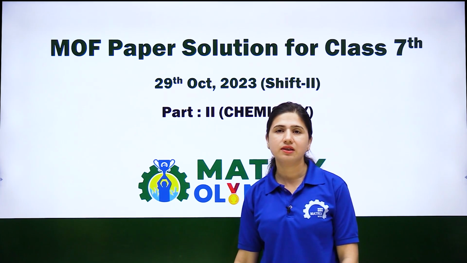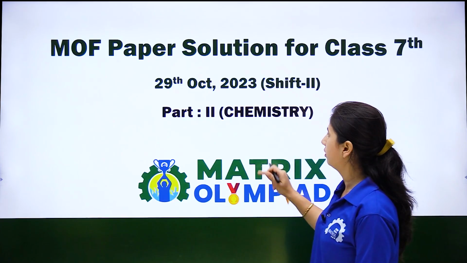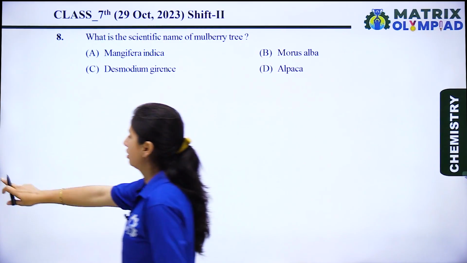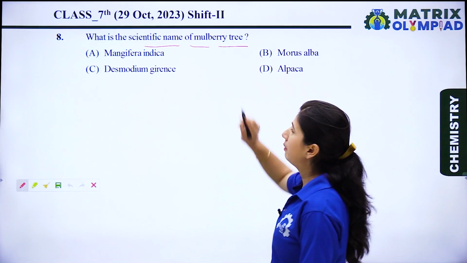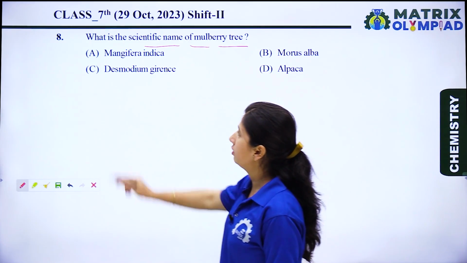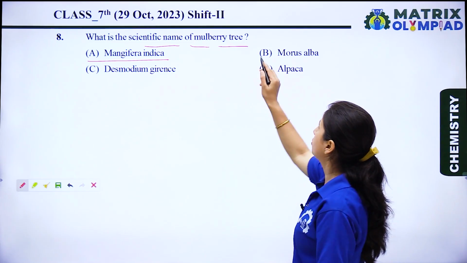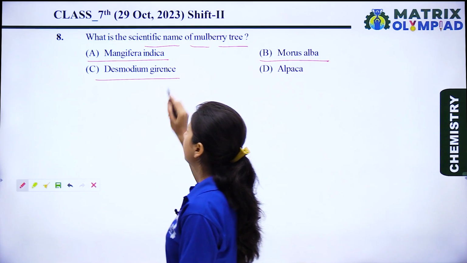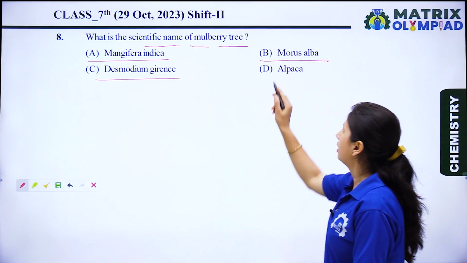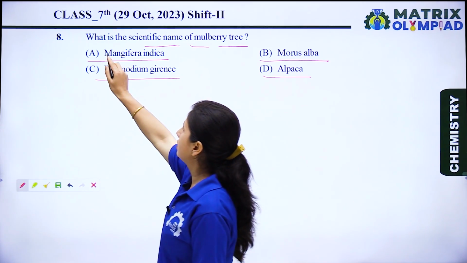Now we will discuss the chemistry portion of class 7. Let's see the question. The question is, what is the scientific name of mulberry tree? Options are, option A is Mangifera indica, option B is Morus alba, option C is Desmodium gyrans, and option D is alpaca. Let's see the options.